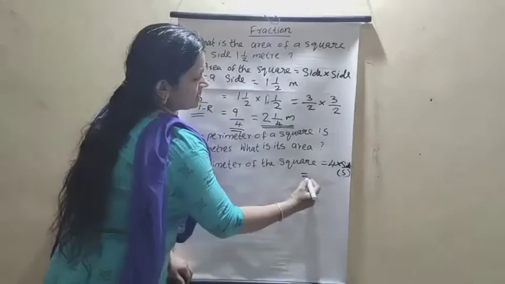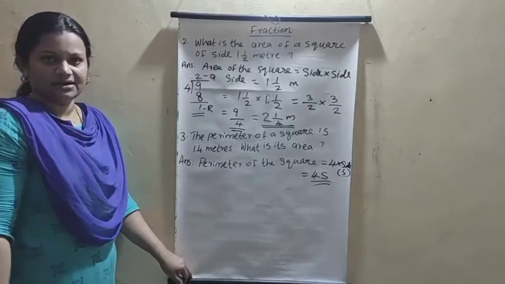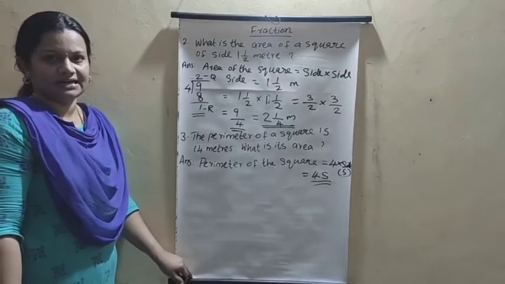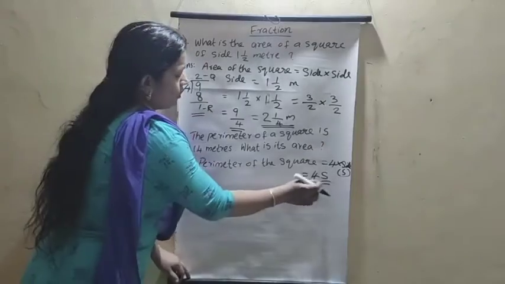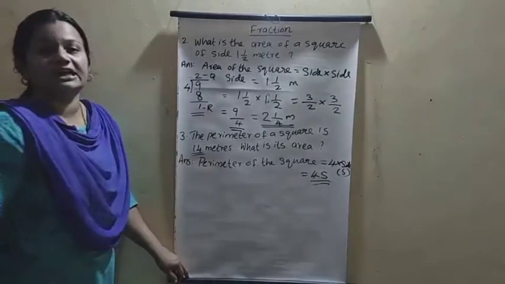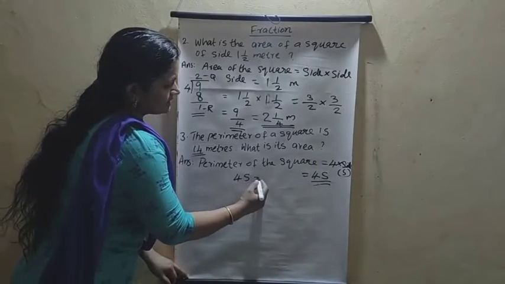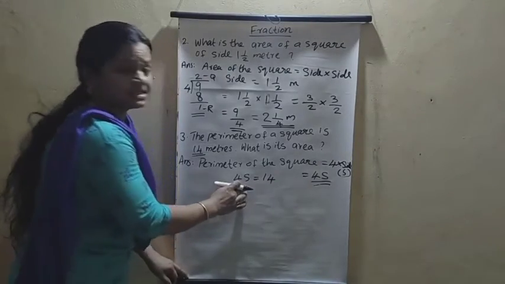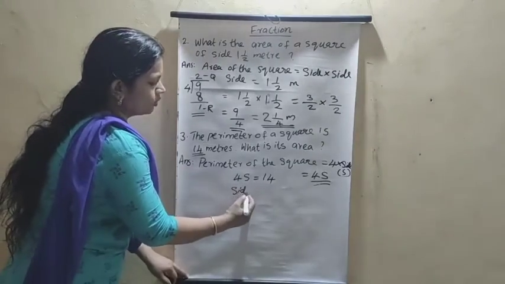Side means S. Then we write 4S. S means side. 4 into side. Okay children. So 4S is equal to what? 14. That's already given. So we can write 4S is equal to 14. S means side. So how do we find out the side?